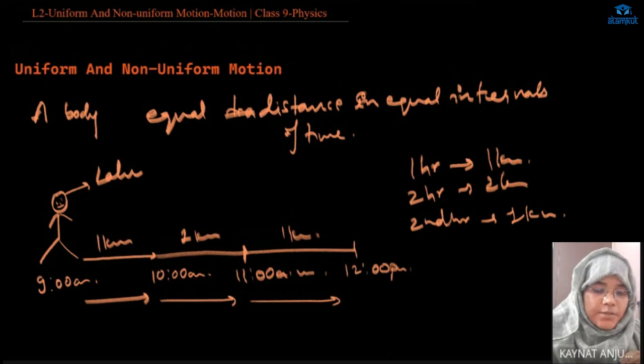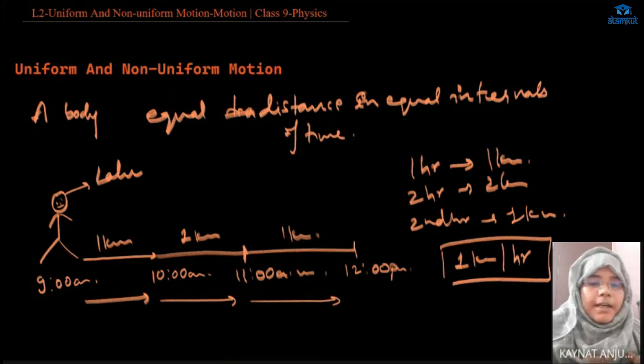The speed is constant throughout the journey. It means the speed is 1 kilometer per hour, every hour 1 kilometer. So this is our uniform motion.